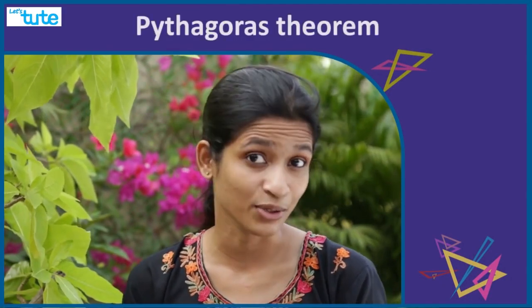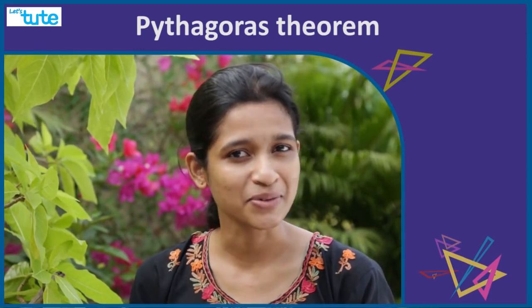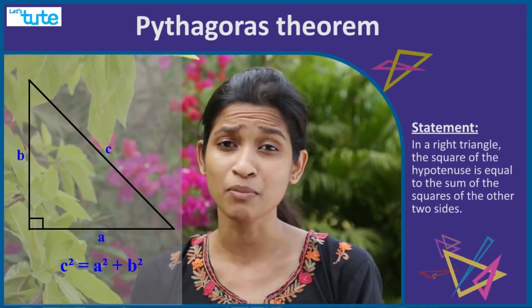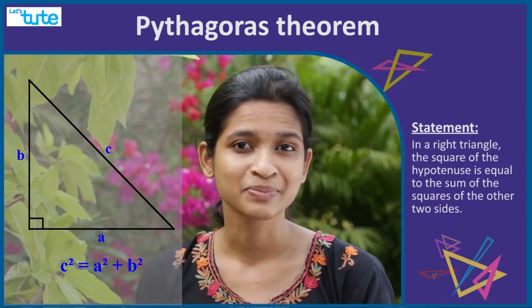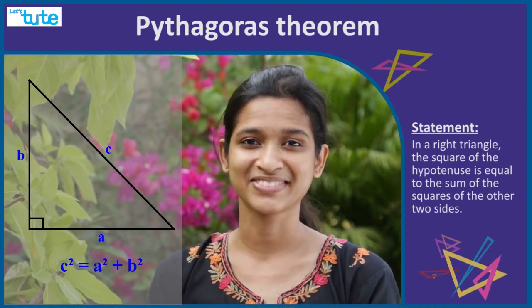Hi, in this video we are going to understand the Pythagoras Theorem by performing an activity. The Pythagoras Theorem states that the square of the hypotenuse is equal to the sum of the square of the other two sides. So let us go ahead and perform the activity to understand this in a better manner.